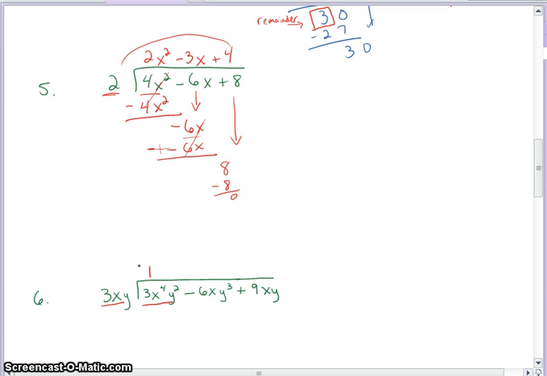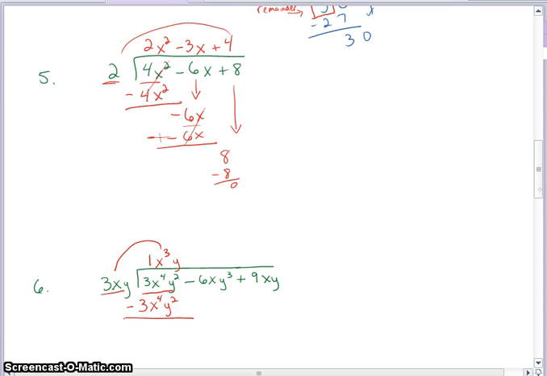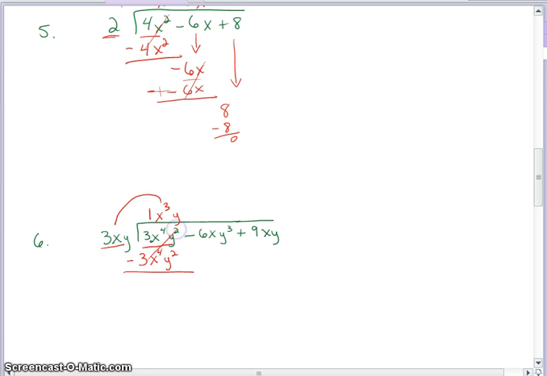What do I have to multiply x by to get x to the 4th? X cubed. And what do I have to multiply y by to get y squared? Just y. So now I multiply this with this. So it becomes 3x to the 4th y squared. I subtract these. When I subtract, it's gone. Bring down the next term. So minus 6x y cubed.